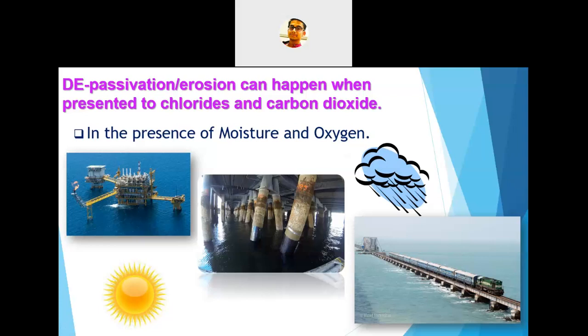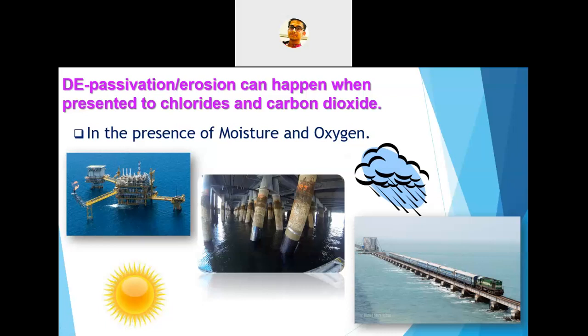If we can get rid of any of these, either oxygen or the moisture, we can stop corrosion. But generally it is not possible. It cannot happen. So we cannot remove all those things from our atmosphere. So the depassivation may happen due to that when we expose these things to a chloride rich environment or carbon dioxide rich environment. So the structure, you can see in the photographs, the marine structures may suffer from chloride induced corrosion.